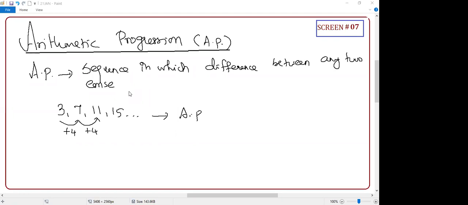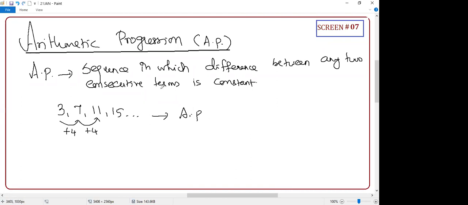It's a sequence in which the difference between any two consecutive terms is constant. Guys, this is that constant. Correct or not? So, the difference between any two consecutive terms. An AP can also be described as: every term is obtained by adding a constant value to the preceding term. You can say it like that also.